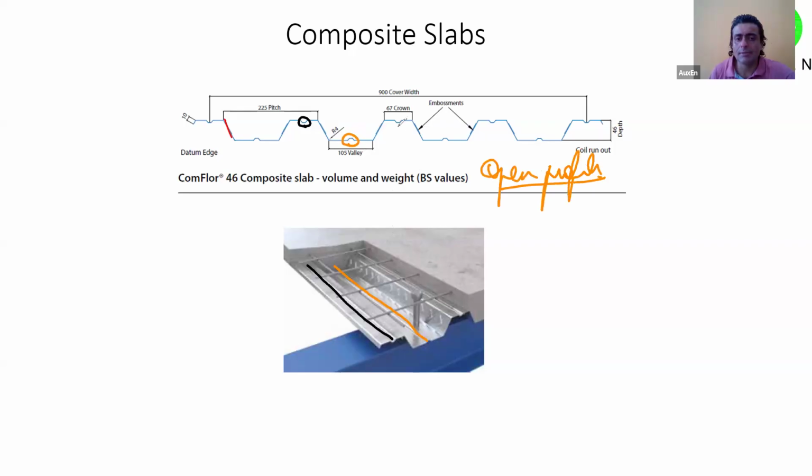Why are we making these ribs and embossments? I'll discuss it later, but could anyone give me a quick one line answer? Why are we making these dimples and embossments and all these things? Later on, we are going to put concrete over here. Otherwise, anyway, we are going to discuss these things later on.